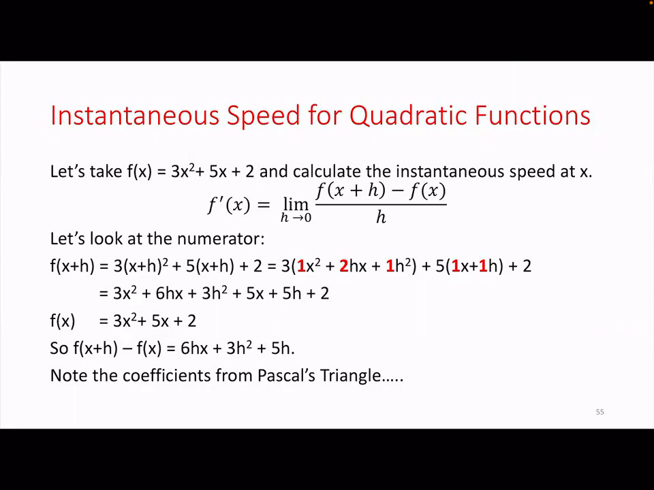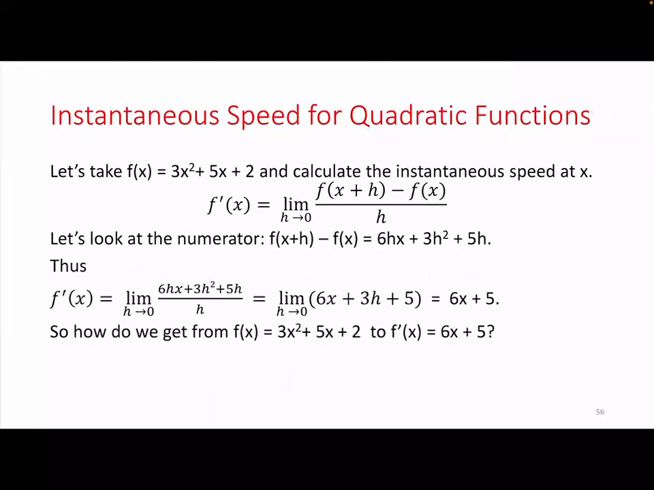So we look at f of x plus h, we look at f of x, we subtract, and we see it's 6hx plus 3h squared plus 5h. We now look at f prime of x, and we divide by h. So we cancel 1 power of h everywhere. We just get the limit as h goes to 0 of 6x plus 3h plus 5. As h goes to 0, 6x goes to 6x, 3h goes to 0, and 5 just goes to 5.